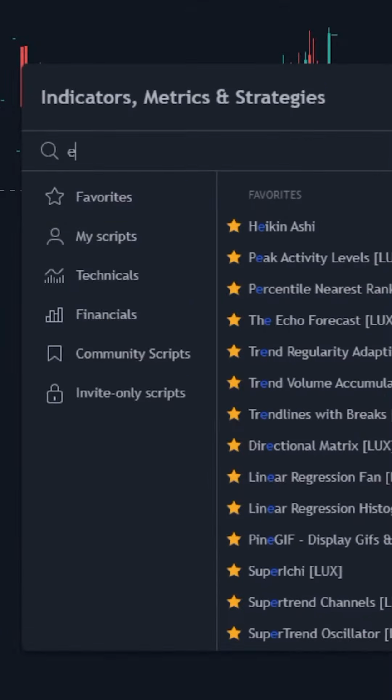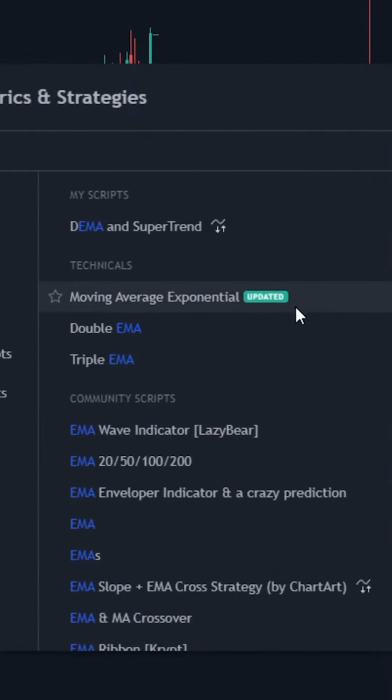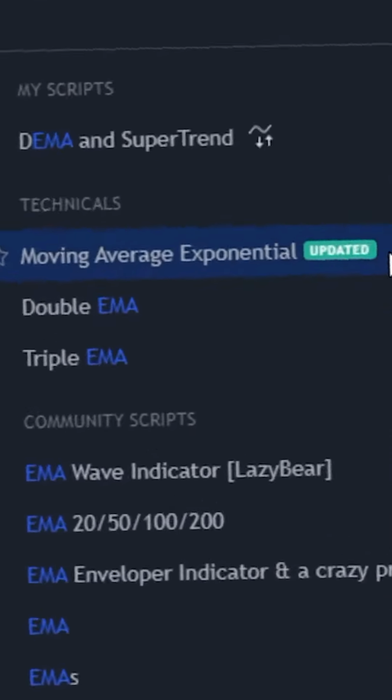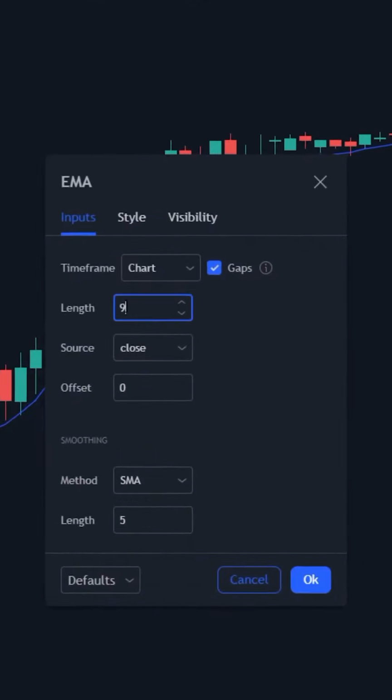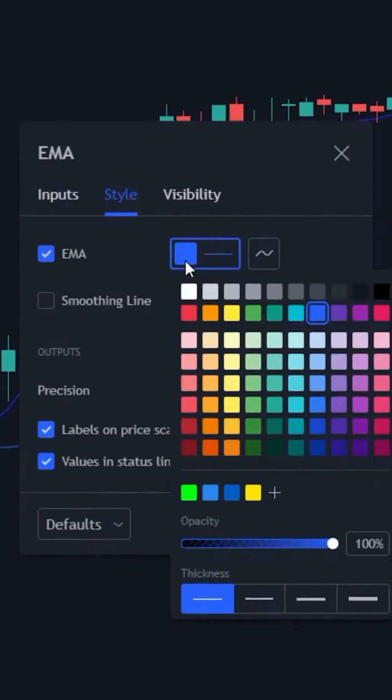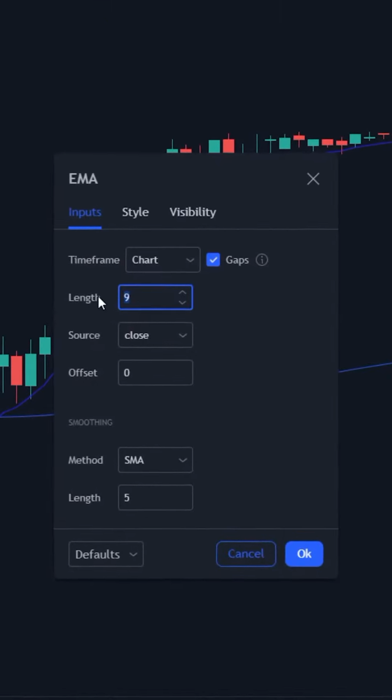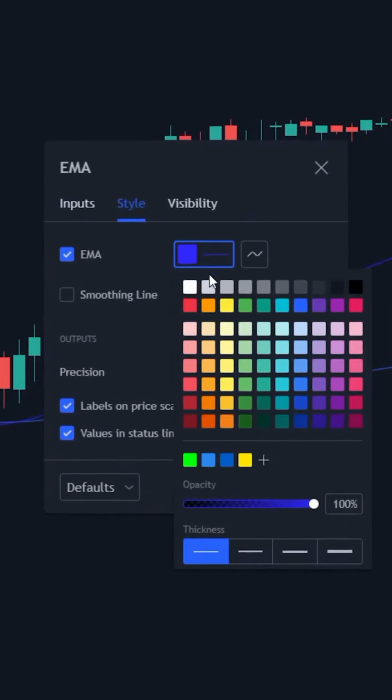Go to the Indicators tab and type in EMA and click this one right here, but make sure you click it twice, as we're gonna need two. Go to the settings of one and change the length to 200 and make it blue. Then go to the settings of the other EMA and change the length to 50 and make it yellow.